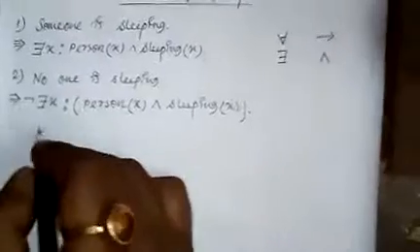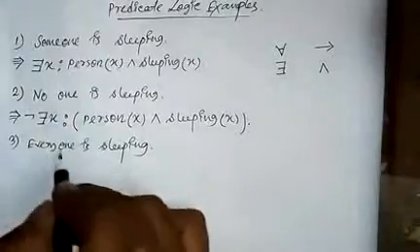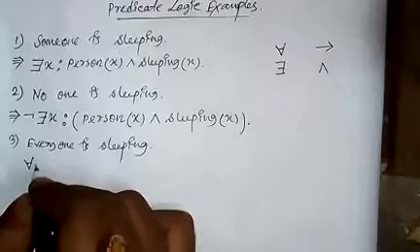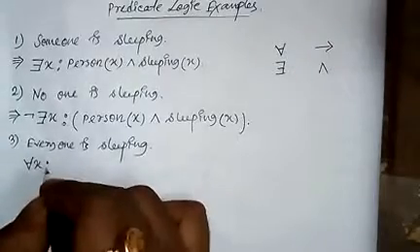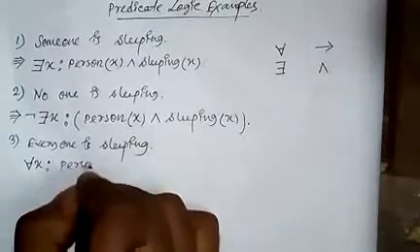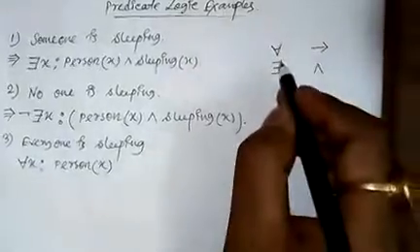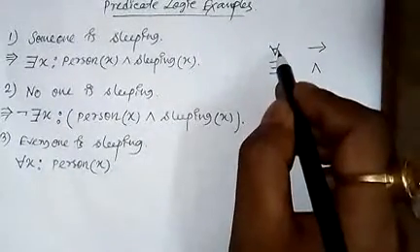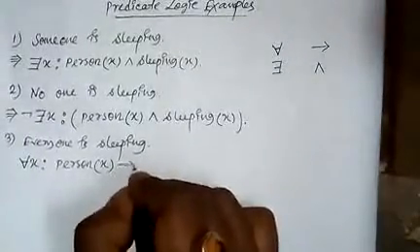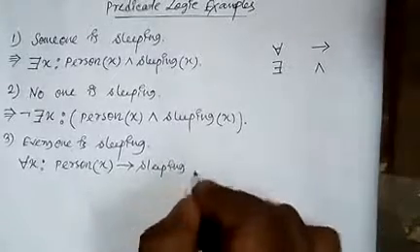So the third example: everyone is sleeping, right? So for all x, x is supposed to be a person, and as I have told you before, whenever you are using for all, you have to use implication. Person(x) implies sleeping(x).